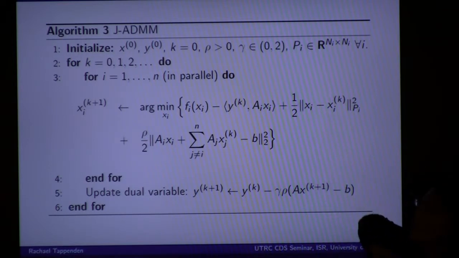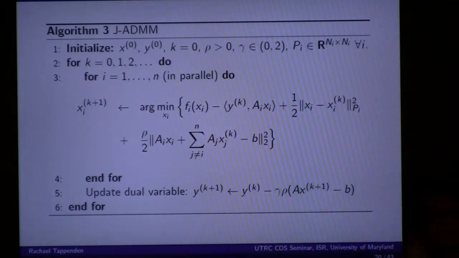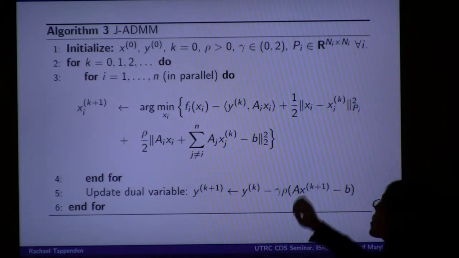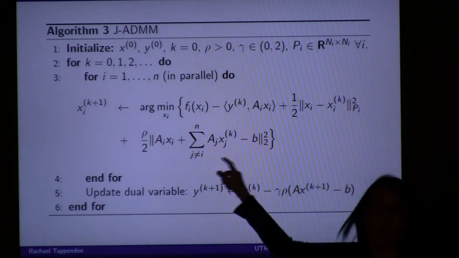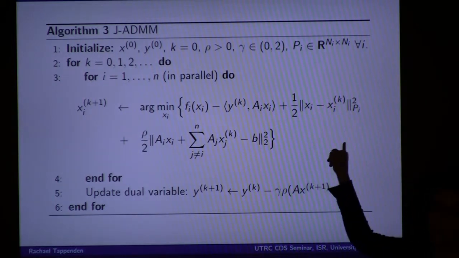So we initialize some parameters, etc. And here what we're doing in parallel now, so this is different from the traditional ADMM, is you're updating each of your blocks in parallel. If you just ignore this term, this is just the augmented Lagrangian. And then what happens is we add this regularization term.